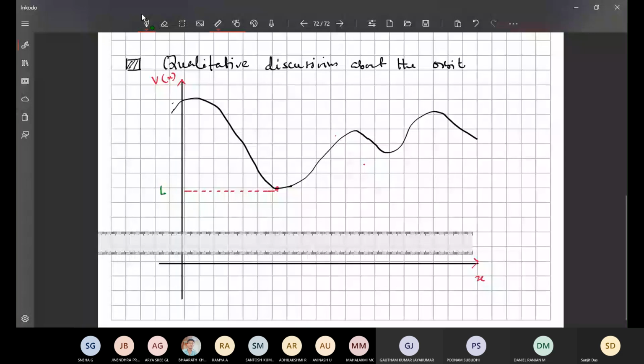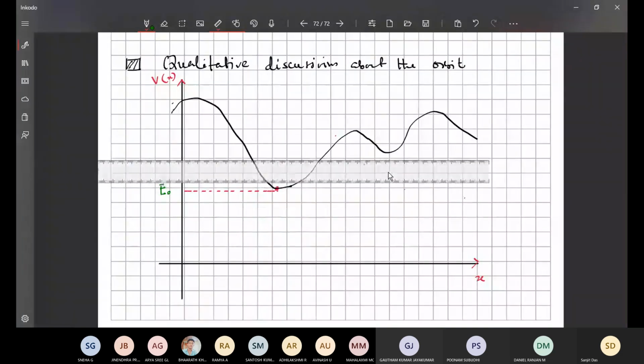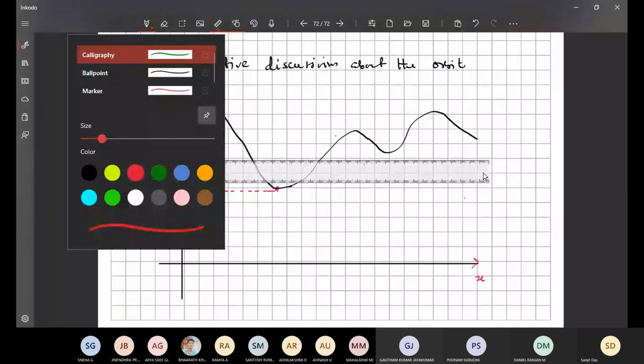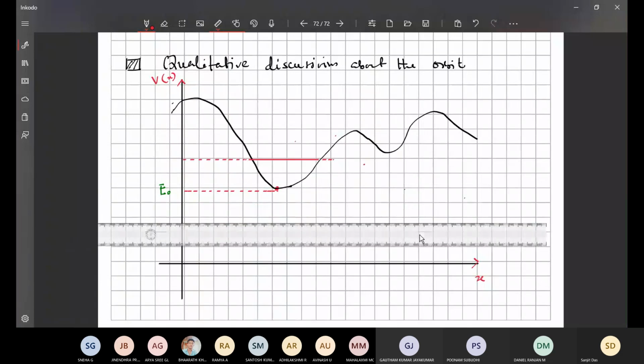And next one, sorry, next one I should put. One is this. Let me take the next one. E1 is this one. So this is E1 which crosses at 2 points, and let me first write down the energy, then I will write down what is the position.